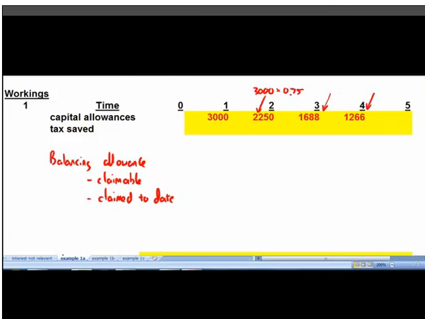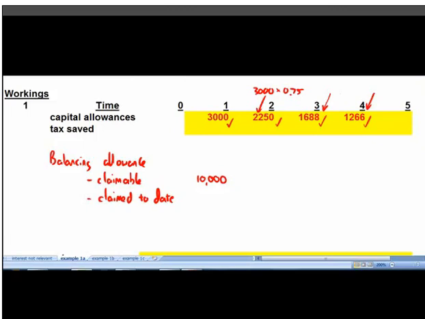If you add up the 4 allowances that you have just claimed, the 3,000, the 2,250, the 1,688 and 1,266, they come to 8,204, which means that there's a balance in the final year of 1,796 that you're entitled to claim. On my Excel spreadsheet, that's been rounded to 1,797, which we're not going to worry about.